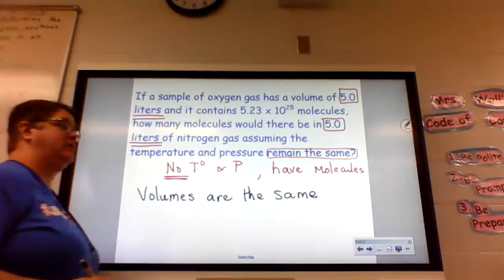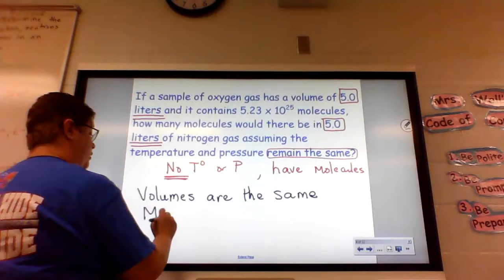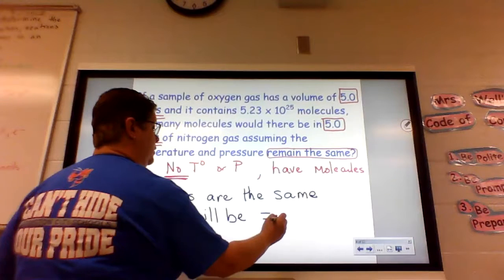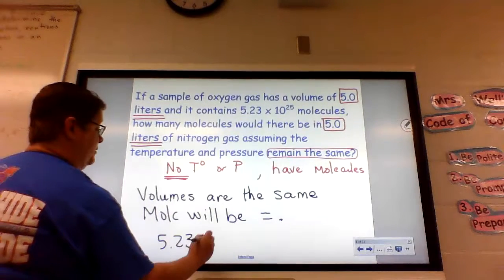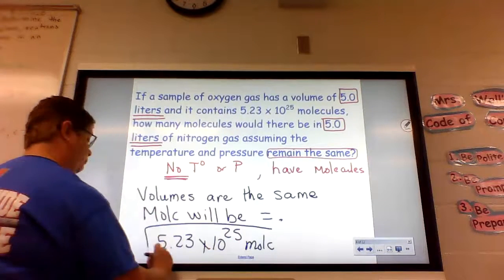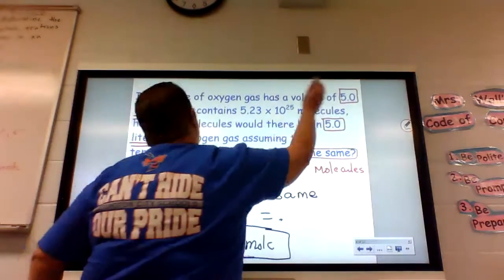So if the volumes are the same, what does that tell you about the molecules? The molecules will be equal. So the answer to the question is 5.23 times 10 to the 25th molecules. Where did that come from? Avogadro's principle says if the volumes are equal, what do you know about the number of molecules? They're the same, equal amount, because the volumes are the same.